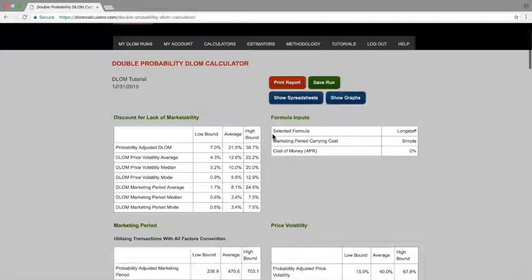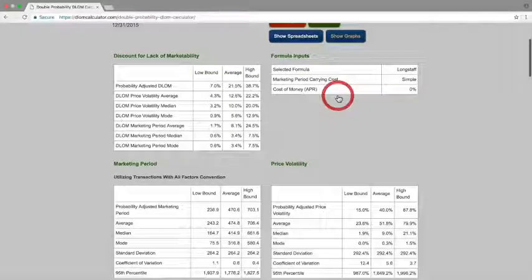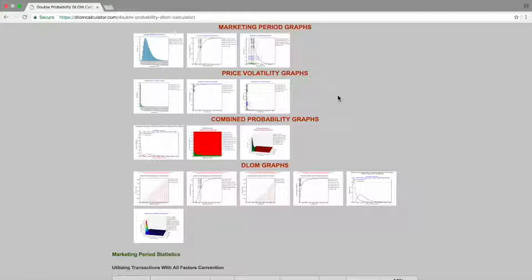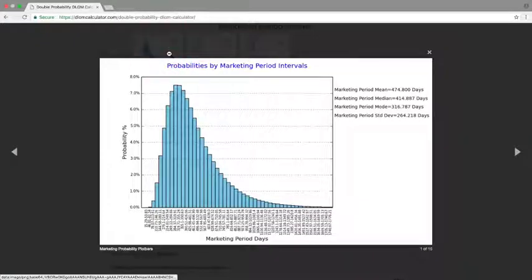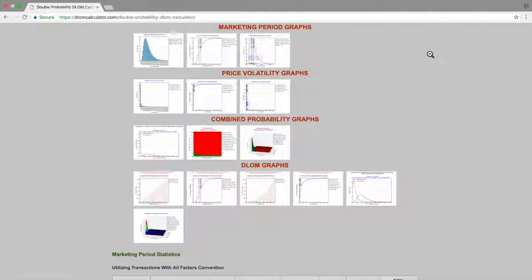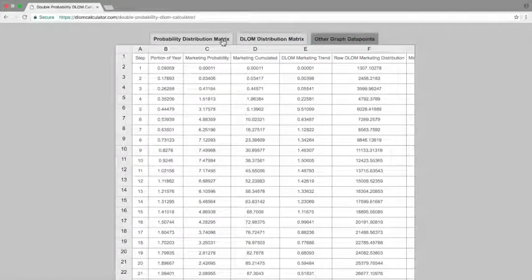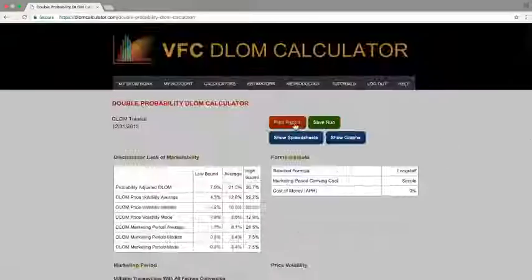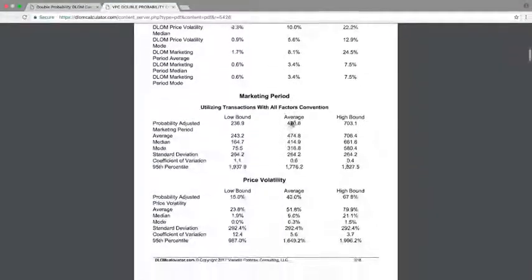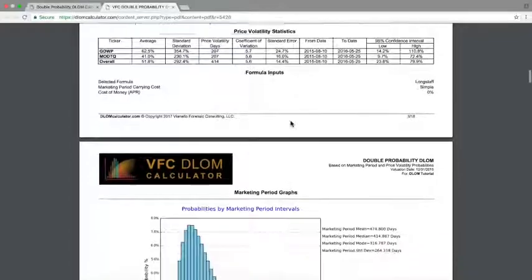The VFC DLOM calculator offers robust reporting tools. Clicking the Show Graphs button produces a series of graphs that visually explain the probability distributions of marketing period, price volatility, and combined probabilities, and another series of graphs that visually explain the effects of probability on DLOM. Clicking the Show Spreadsheets button produces on-screen spreadsheets that report the numbers that support the graphs and the probability-based DLOM values. Clicking the Print Report button produces a report in PDF format that can be printed or saved to the user's computer.